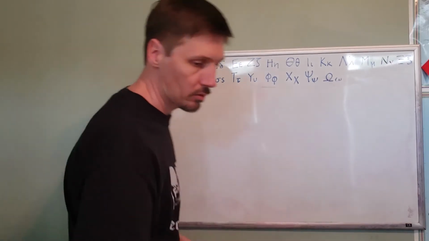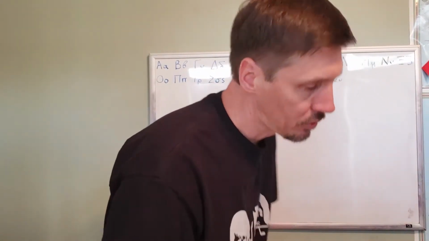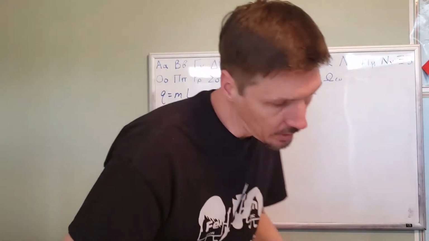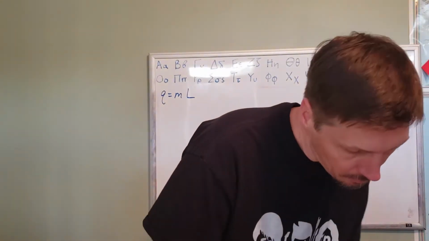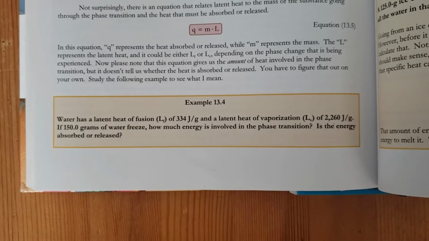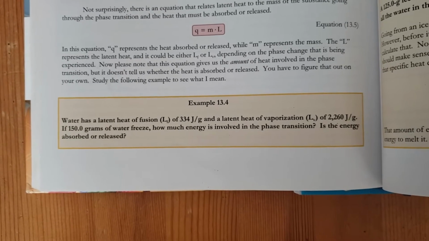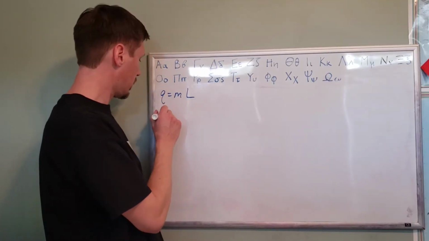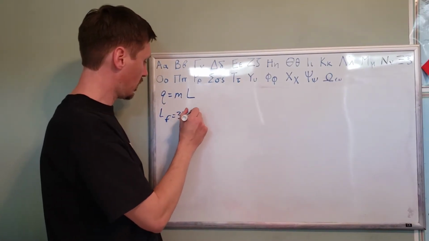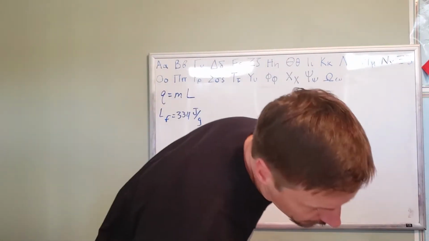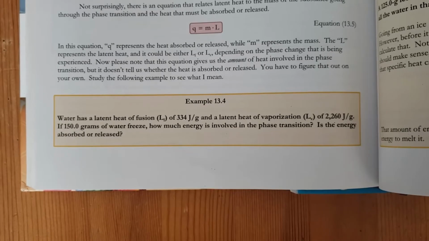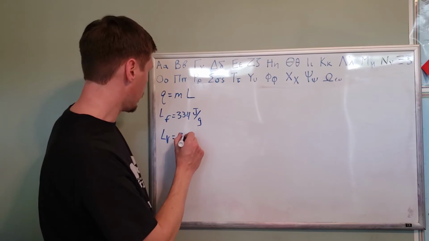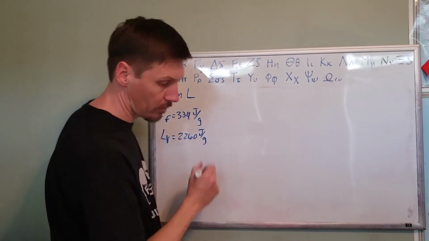And we'll write it down over here so that we don't lose track of it. So Q equals mass times L, times latent heat. So this problem says water has a latent heat of fusion, which is LF, of 334 joules per gram. So LF equals 334 joules per gram, right? And then a latent heat of vaporization, which is LV, and that equals 2,260 joules per gram. So 2260 joules per gram, right?